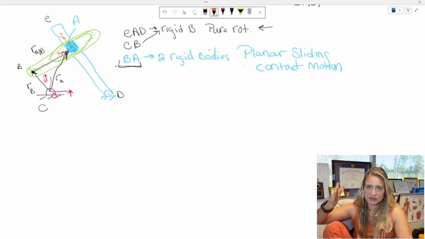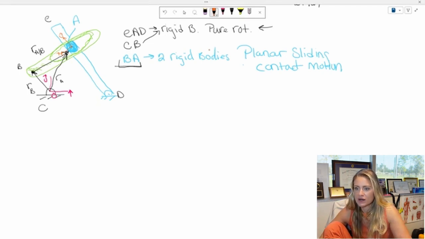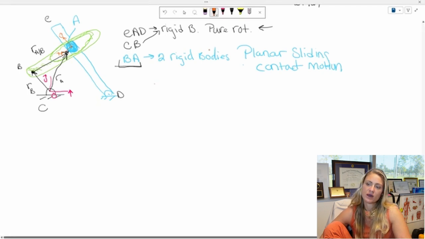The magnitude won't move, but the direction will move. So now when I say, okay, what's the absolute position of A? I can represent the absolute position of A by using my vector addition, which would be RB plus RA with respect to B.